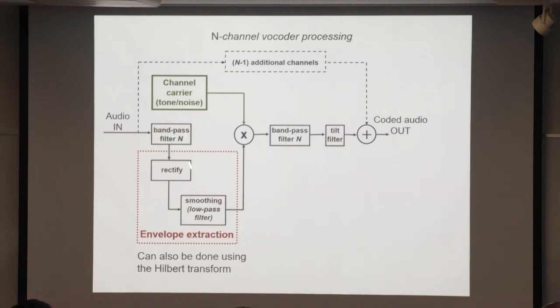You extract the envelope in each channel. A simple way of doing that is by rectifying and low-pass filtering, but it can also be done using the Hilbert transform to get the so-called Hilbert envelope. Then you use that envelope signal to modulate either a tone at the center frequency of the channel or a band of noise. Usually you filter again with the same filter as you use for analysis. You may have some kind of filter in to restore the general spectral shape of the signal, and then you add all the channel signals together. So this is done for each channel, and you add all the signals together. So that gives you a vocoded signal.